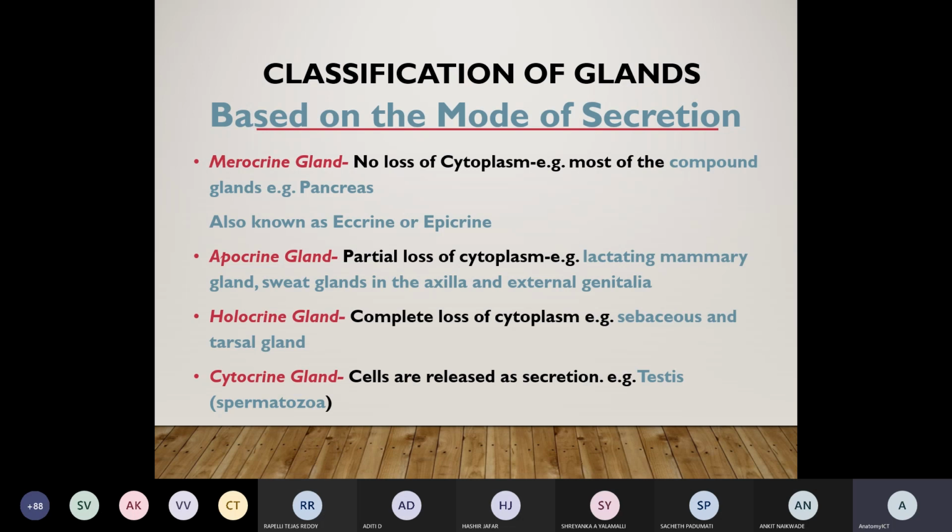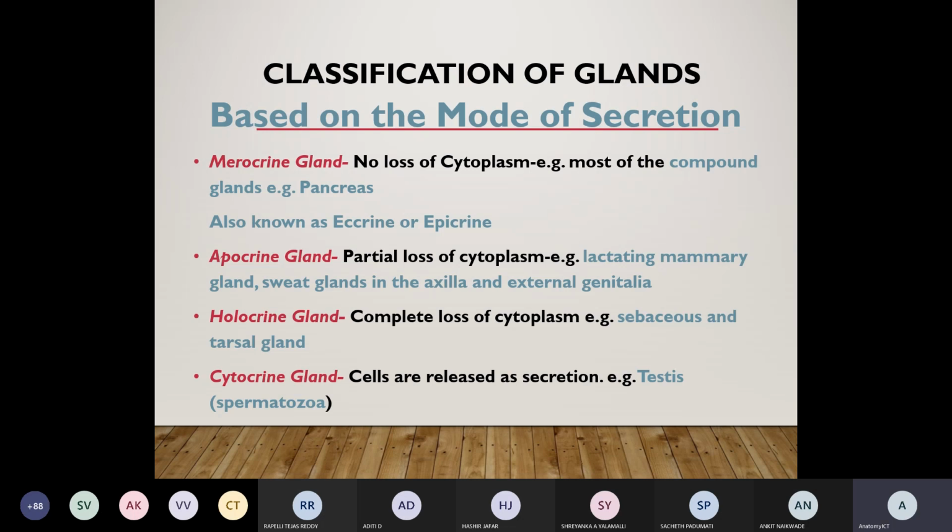Apocrine, what happens? Partial loss of cytoplasm. Example, the lactating mammary gland. It means whatever it is secreting within that gland is ejected and comes outside, and definitely opens into the tube. And also the sweat glands are apocrine, with partial loss of cytoplasm. In the axilla and external genitalia, wherever sweat takes place, the secretions within the cytoplasm come out partially. Now, what are holocrine glands?